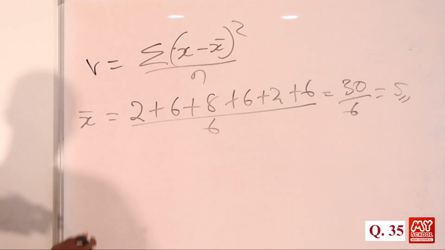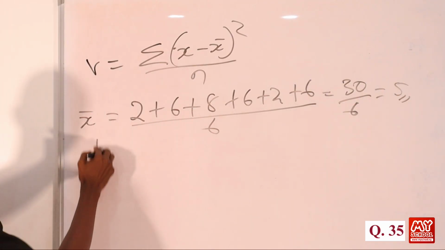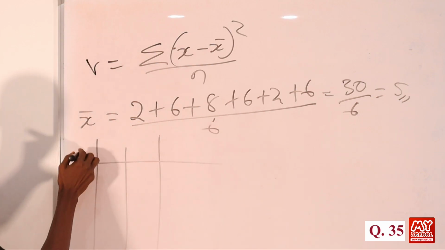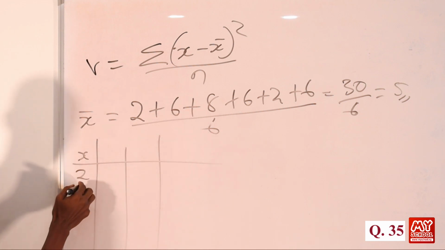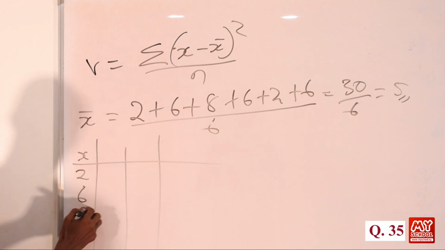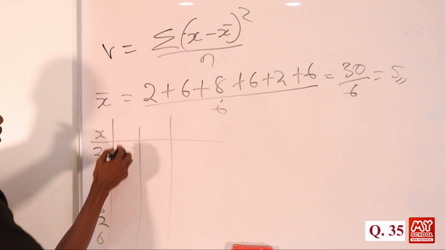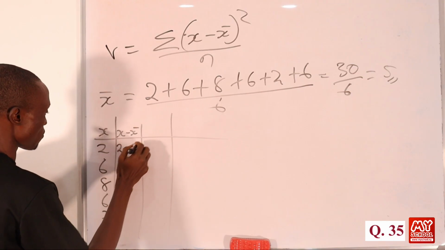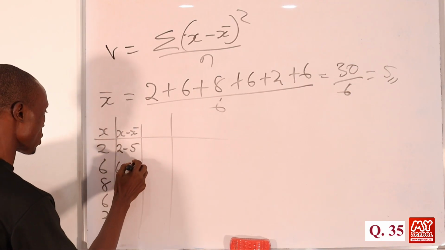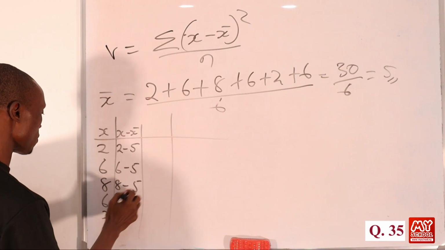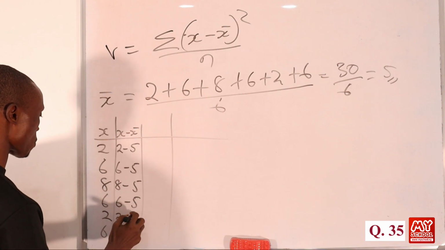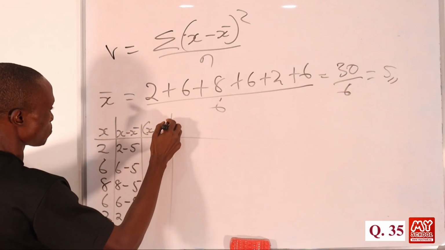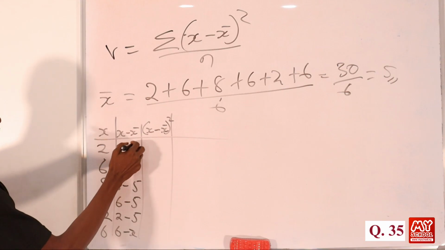Okay, so to solve for our variance, I think it's important for us to just draw a little table, which will make the work easier. So here is x, and we list all the numbers that are given to us: 2, 6, 8, 6, 2, 6. And here will be x minus x bar. So here we'll be having 2 minus 5, here 6 minus 5, here 8 minus 5, 6 minus 5, 2 minus 5, 6 minus 5. And here will be (x minus x bar) squared, which is the result that we get from here.